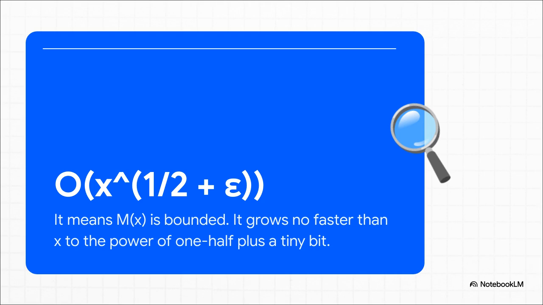So what on earth does that big O notation mean, that O of x to the 1/2 plus epsilon? Well, you can think of it as a mathematical speed limit. It's saying our random walk is incredibly well behaved. The positive and negative steps cancel each other out so perfectly that the sum, M of x, grows incredibly slowly. So slowly, in fact, that its path basically hugs the curve of the square root of x.